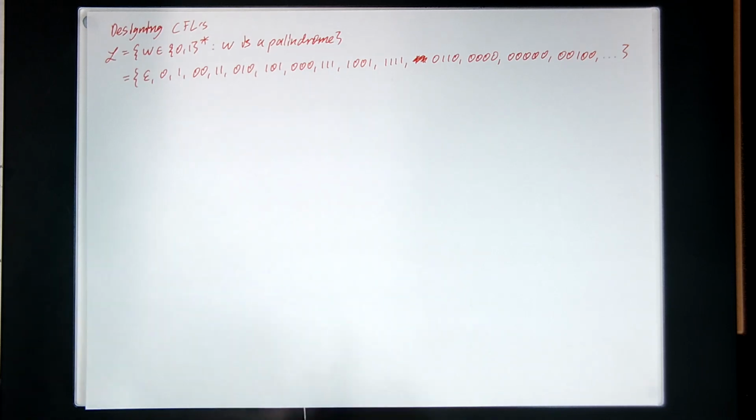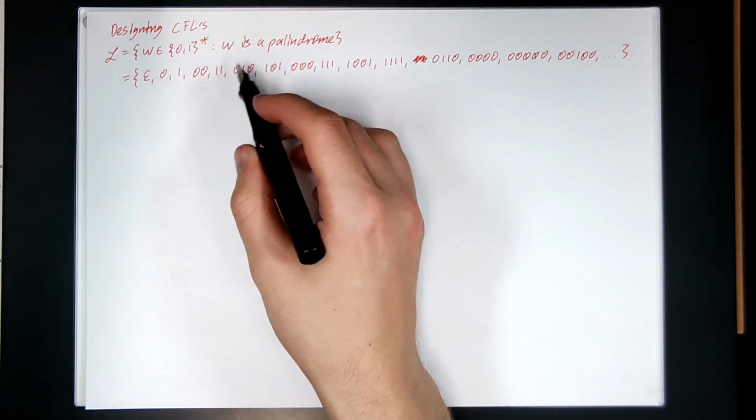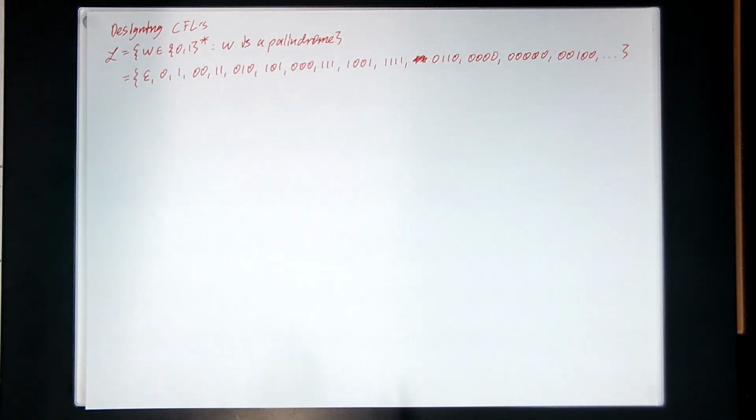As a hint, we notice that every palindrome starts and ends with the same character, and if you delete the first and last character, it still starts and ends with the same character. So we want to always ensure that the left and right symbols are made in matched pairs. Pause the video and have a go at that.